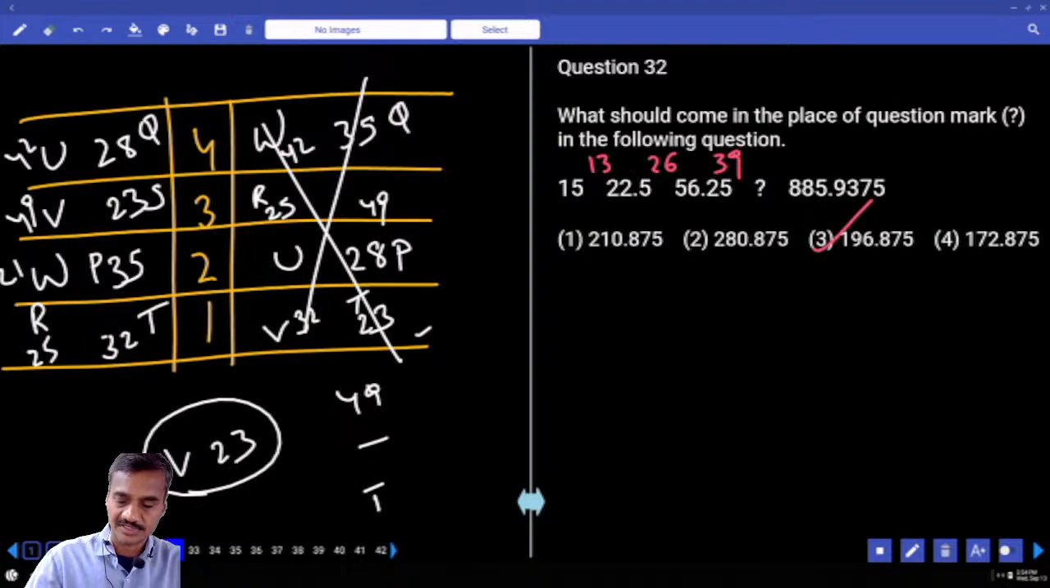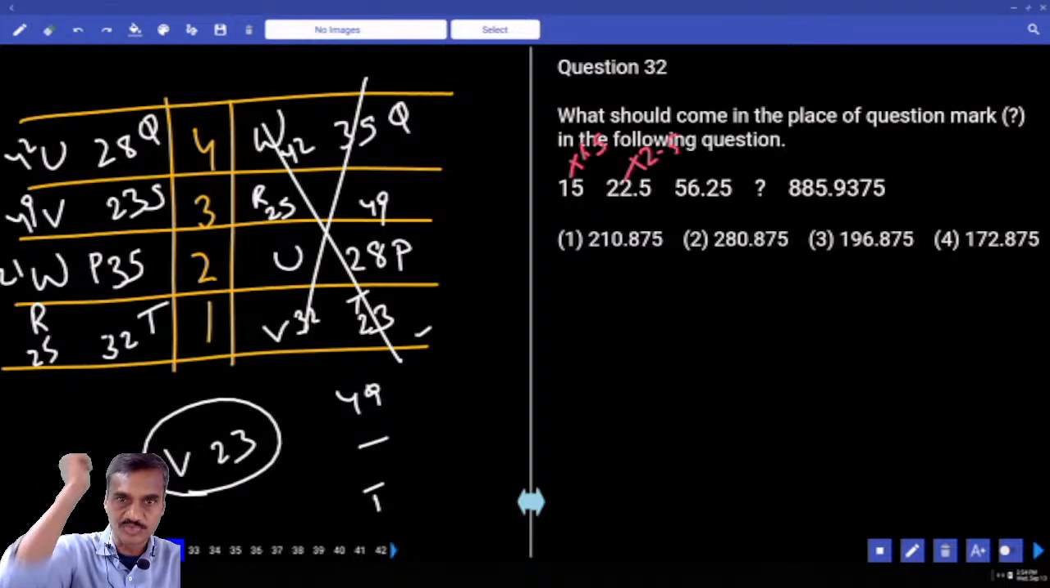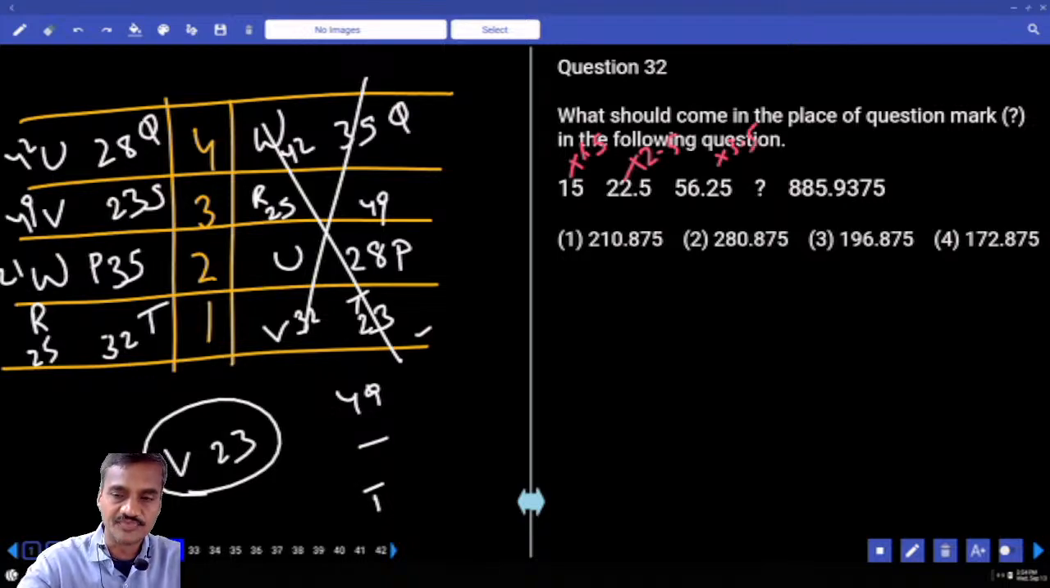Multiples of 13 are added. Next one 15 and 22.5. How can I express this one into 1.5? And 22.5 into 2.5. Isn't it 225 and 112.5, 56.25. The next one, this must be into 3.5. Now 56 into 3.5, 196. Choice 2, into 1.5, into 2.5, into 3.5.